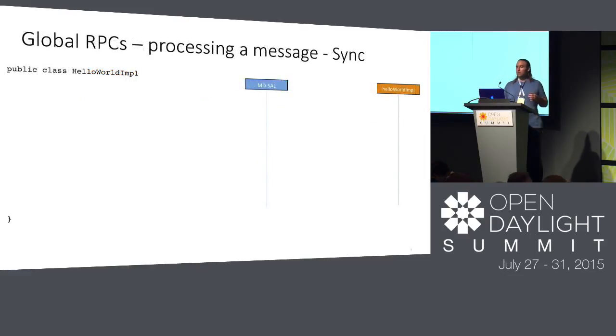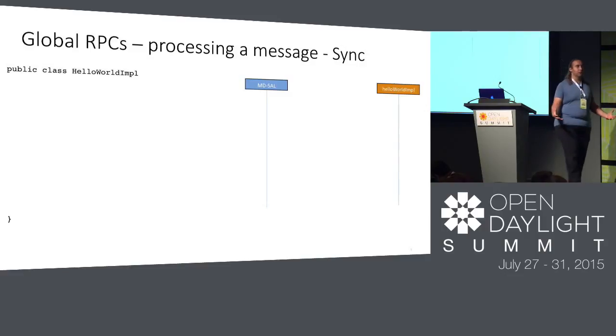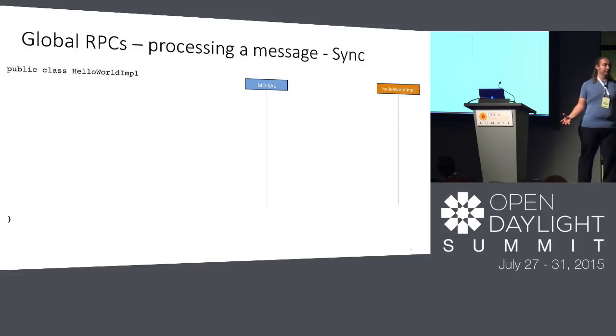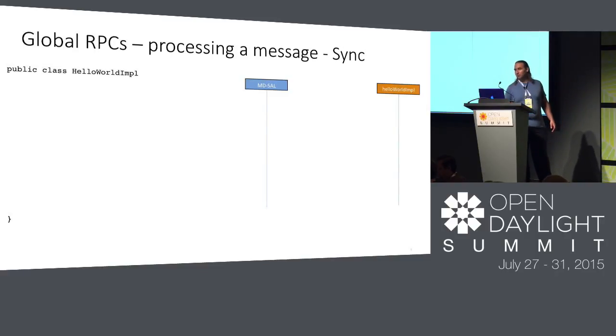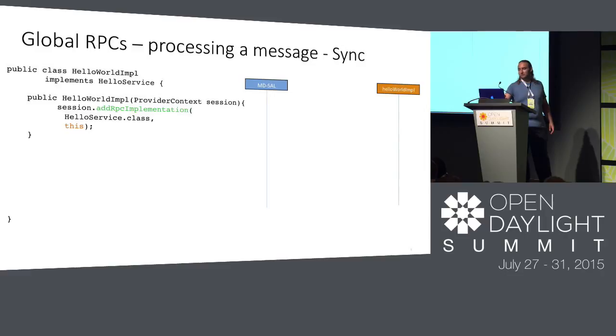Good. So this is what it looks like when you implement a global RPC. Please keep in mind, as a consumer of an RPC, I have no idea if it's global or routed. It's not my problem. But if I'm a global RPC, this is what message processing looks like to me, which is I implement the hello service. So I've got some kind of a constructor. That constructor registers saying, hey, MDSal, I implement this. So I do an add RPC implementation call.